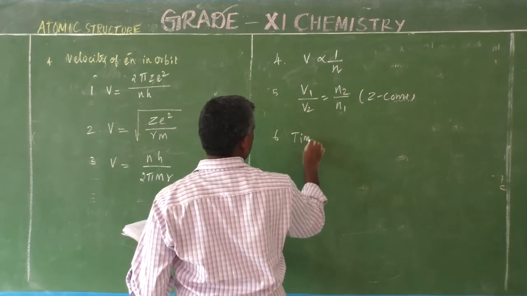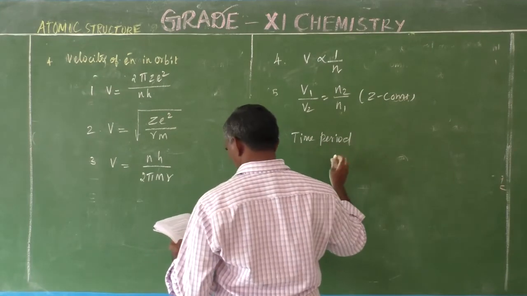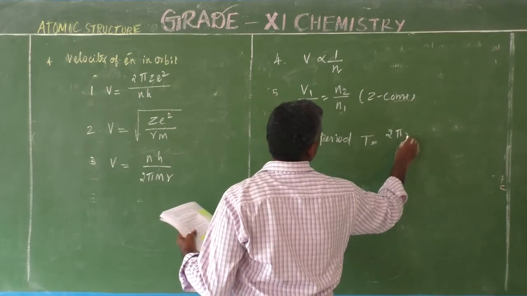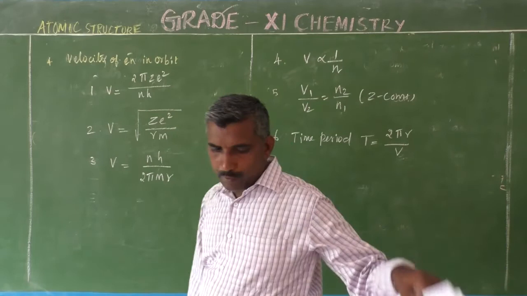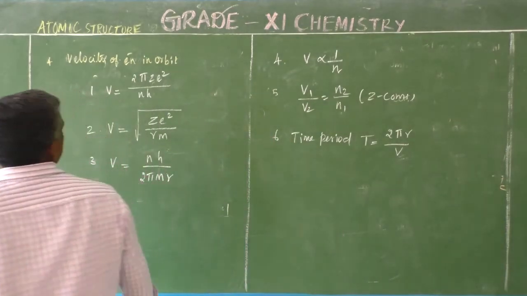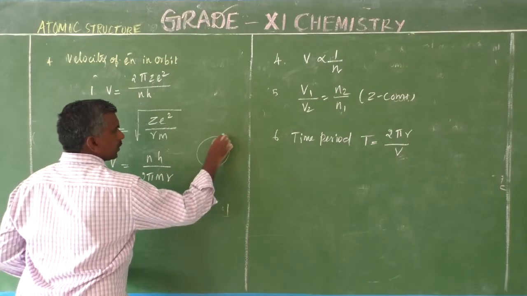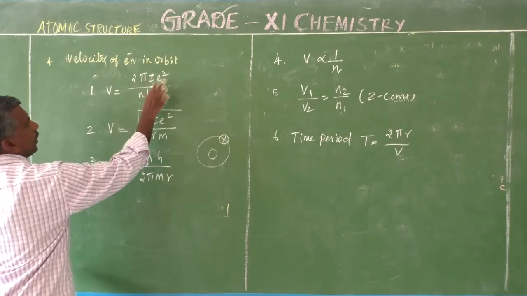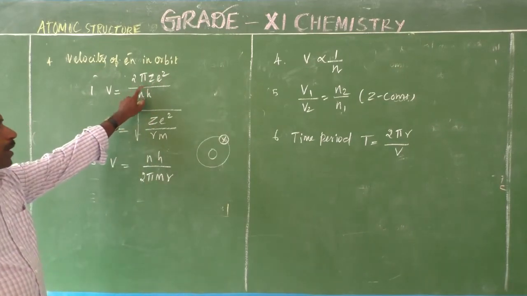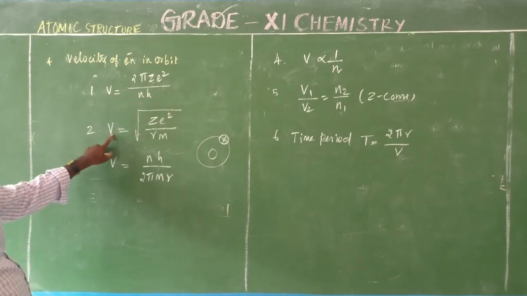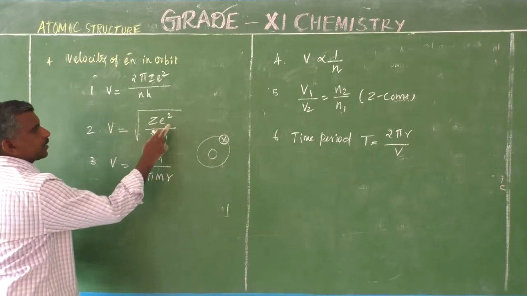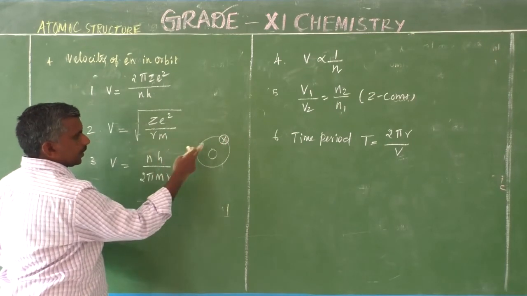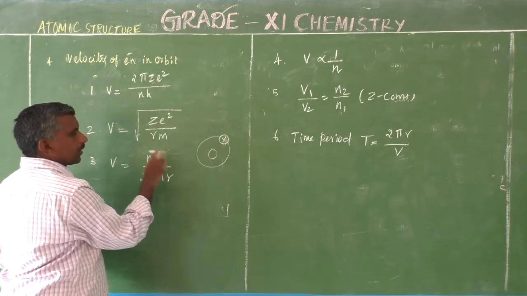And sixth, the time period T is 2 pi r by V. So, the velocity of electron in orbit: the speed V is equal to 2 pi Z e squared by nh. Another formula: V is the square root of Z e squared by r. Z is the atomic number, e is the charge of the electron, and r is the radius of the orbit.